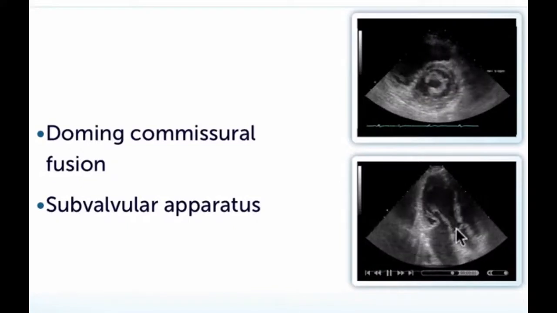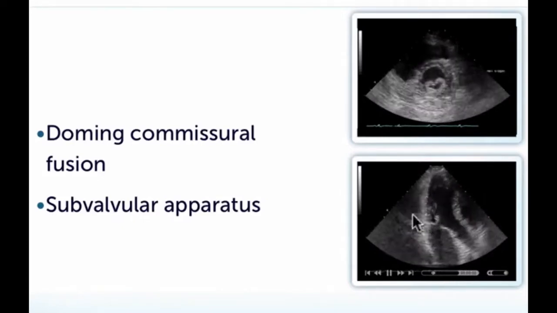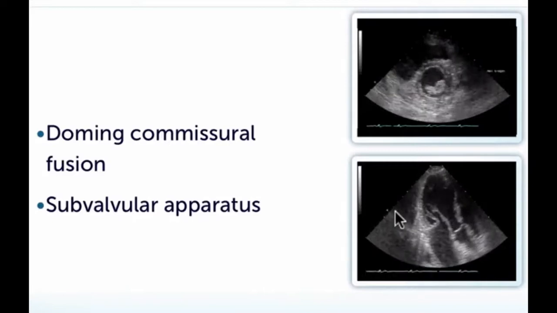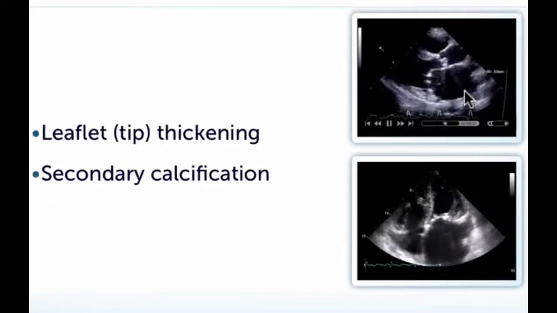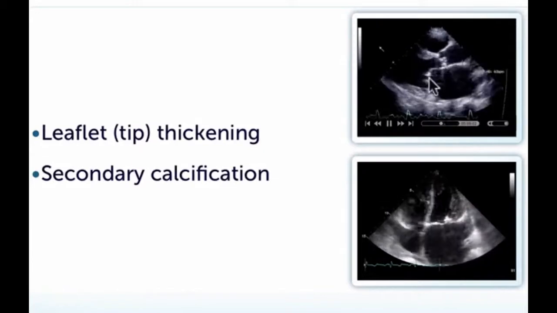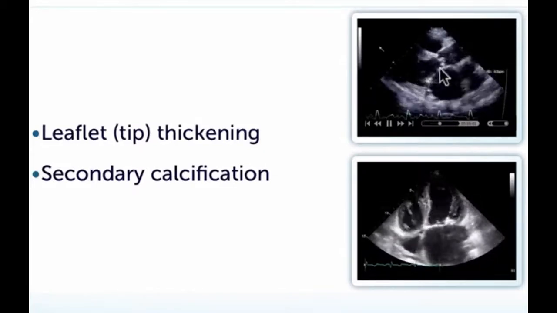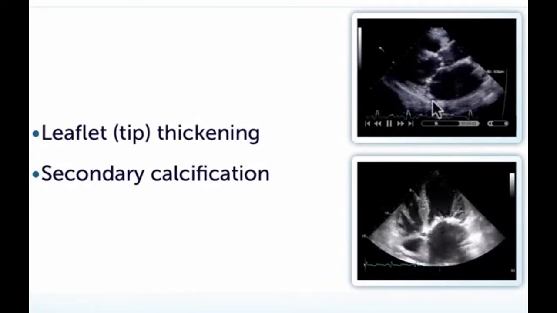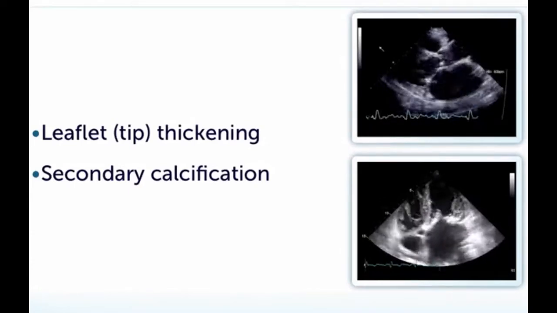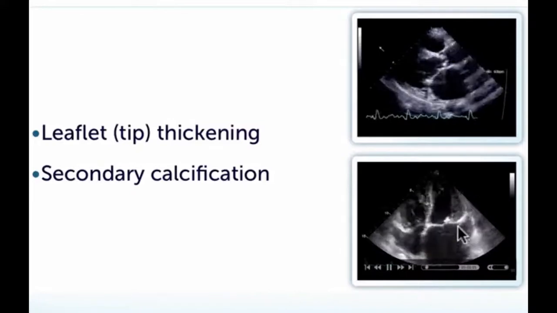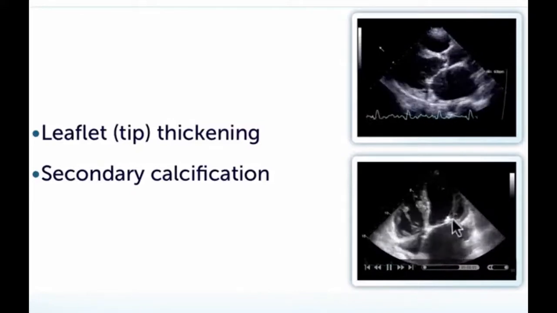We also see very thick chordae. We have thickening of the subvalvular apparatus, which also involves the papillary muscle. Furthermore, we have thickening of the leaflets, which are usually more prominent at the tips, but can also affect the entire valve. And especially in older patients with mitral stenosis, we find secondary calcification.